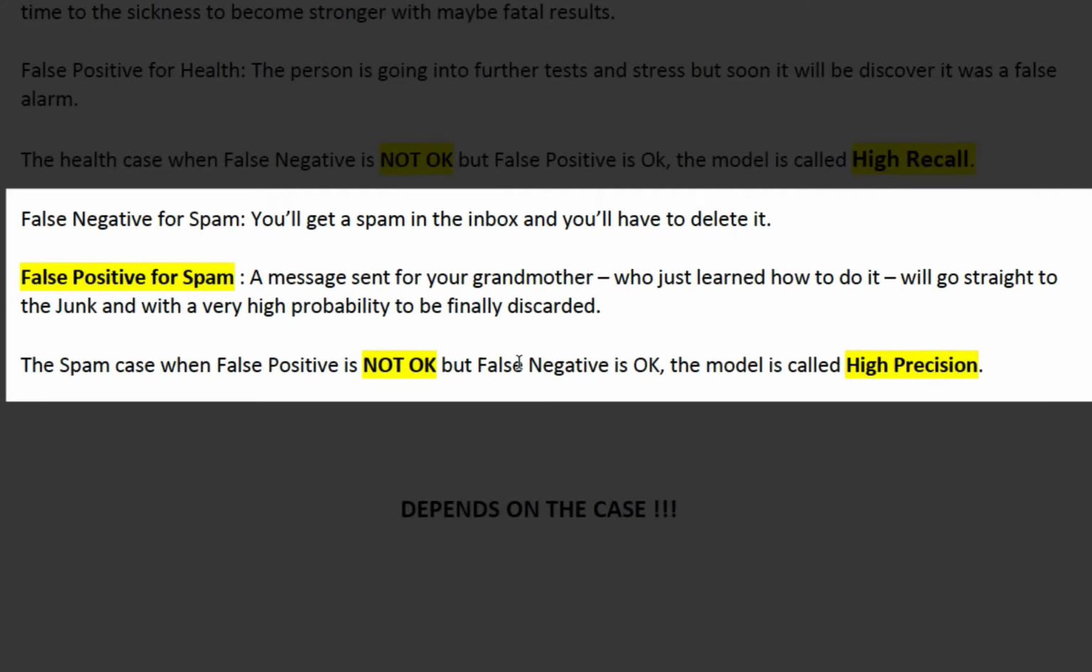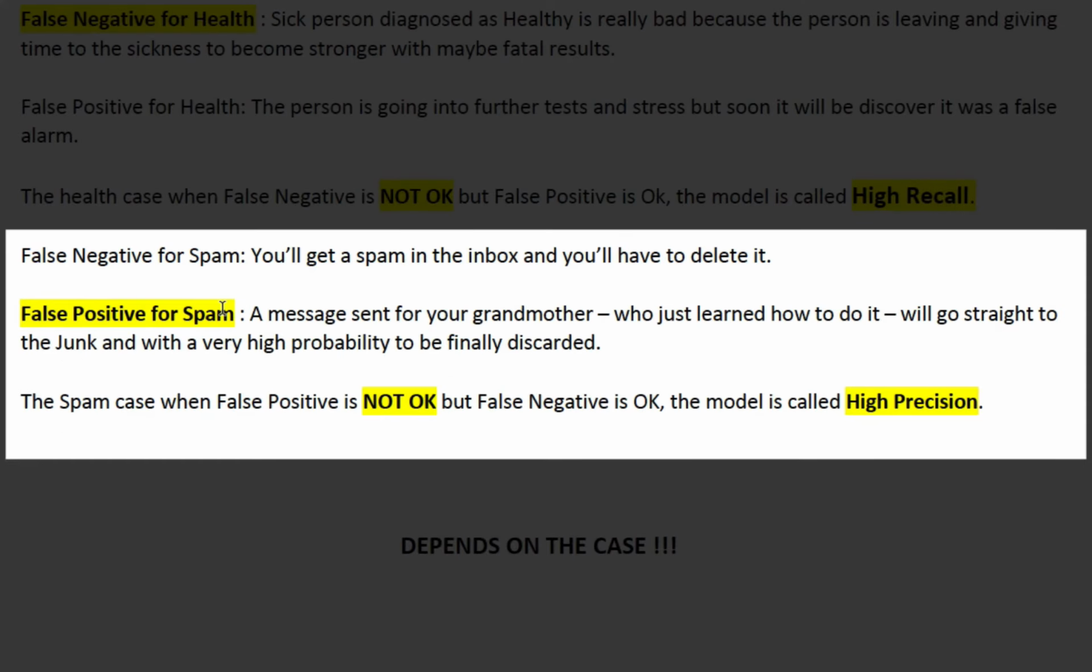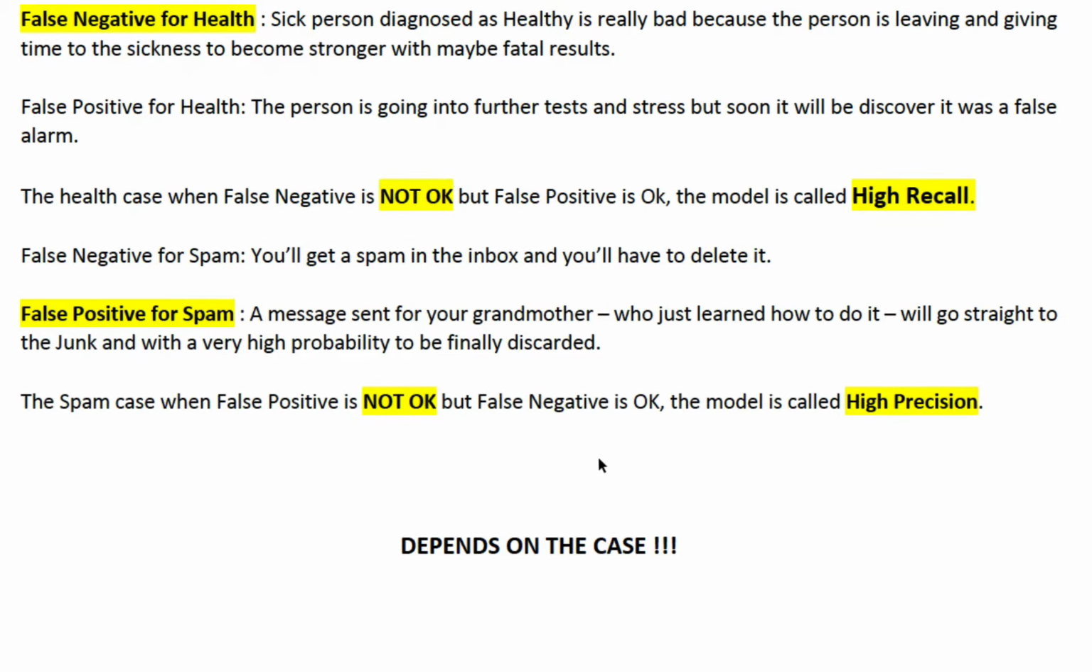In the case of spam, a false negative means you'll get a spam in the inbox and you'll have to delete it. The false positive is worse for the case of spam. A message sent by your grandmother, who just learned how to do it, will go straight to the junk, with a very high probability to be finally discarded. In the spam case, when false positive is not okay but false negative is okay, the model is called high precision. So that depends on the case.